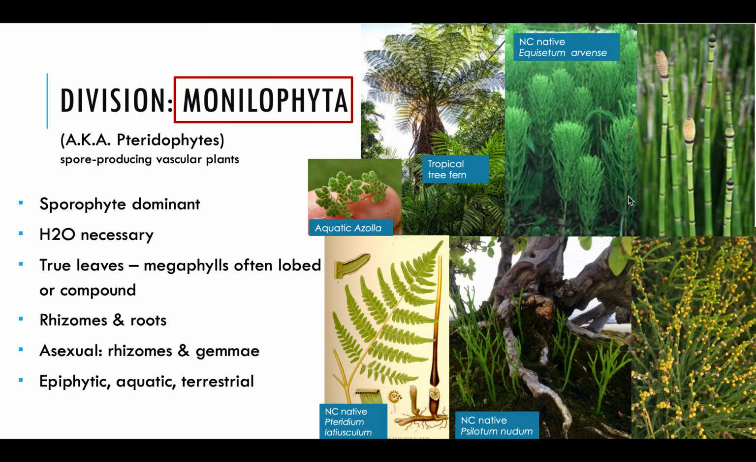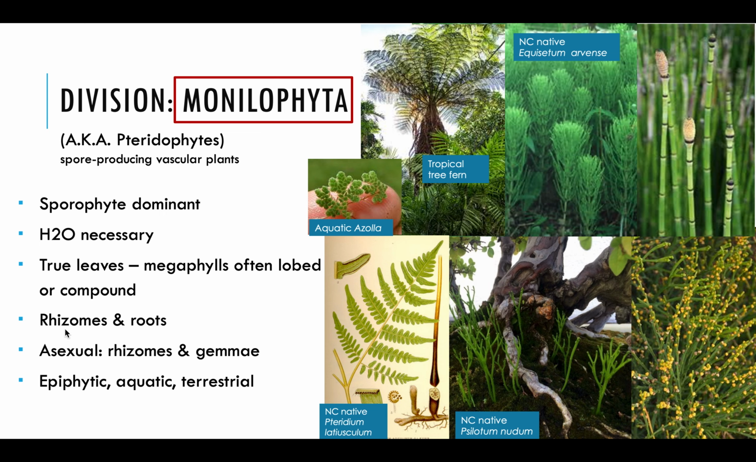We are out of our Lycophyta. We are into a new division, Monilophyta. So you may also hear this word Pteridophytes. This just means ferns, right? So our spore-producing vascular plants. So these guys are sporophyte dominant. They still require water in order to reproduce. Their sperm are flagellated still. We do have true leaves this time, and our true leaves, as opposed to microphylls, which were the not true leaves, we have what are called megaphylls, which are just larger true leaves, okay?